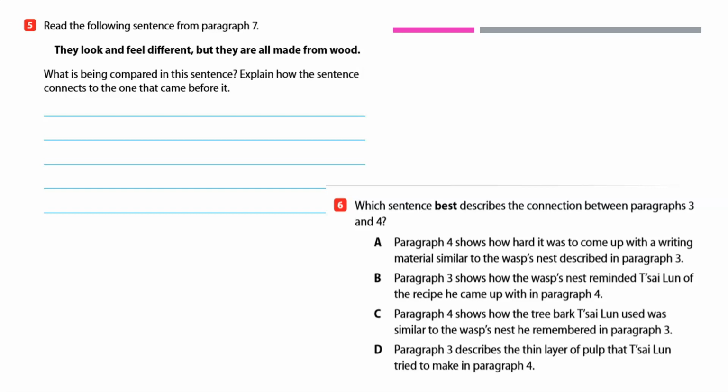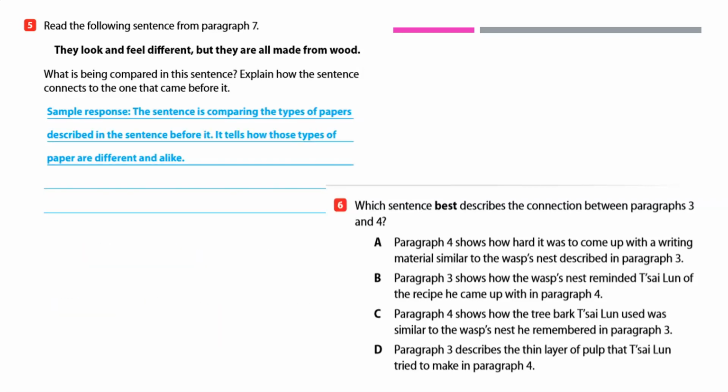So at this time, you're going to, in your packet, complete numbers 5 and 6 on your own. Please remember to keep all of your packet work, and we'll collect it once we come together again. So for number 5, from paragraph 7, it says they look and feel different, but they're all made from wood. So a sample response you could use is the sentence is comparing the types of papers described in the sentence before it. It tells how those types of paper are different and alike.